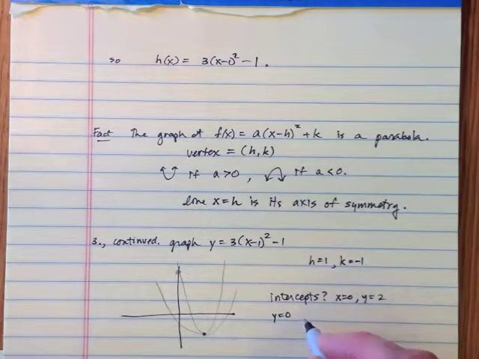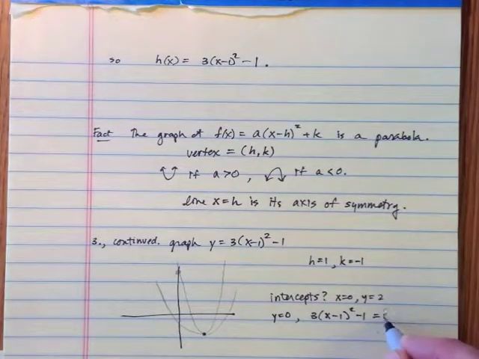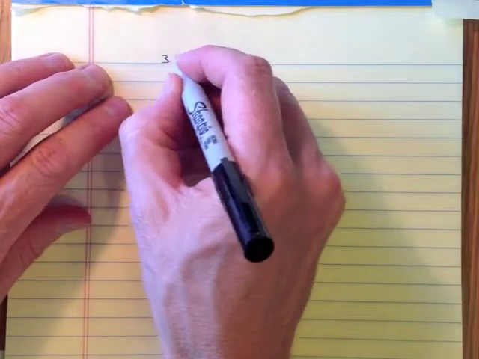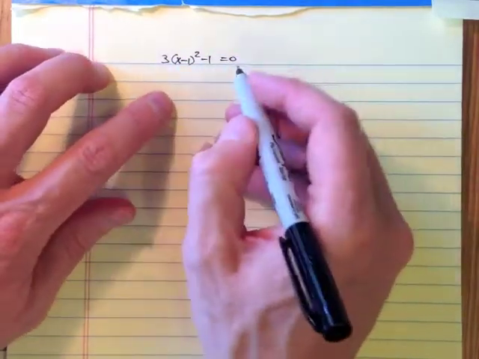When y is 0, 3 times (x minus 1) squared minus 1 equals 0. Solve for x. It's really easy to solve a quadratic when the function is written in this form because there's only one occurrence of x on this side. So I'm going to undo all the stuff happening to x and solve for x. I think I'm going to do it on the next page. So 3 times (x minus 1) squared minus 1 equals 0. Add the 1.